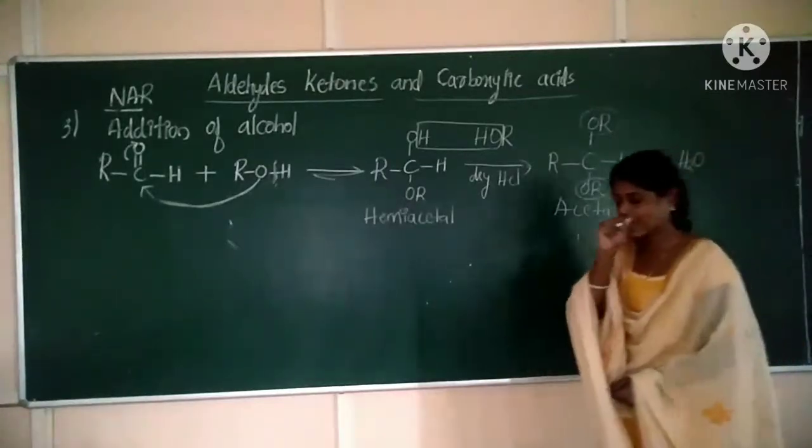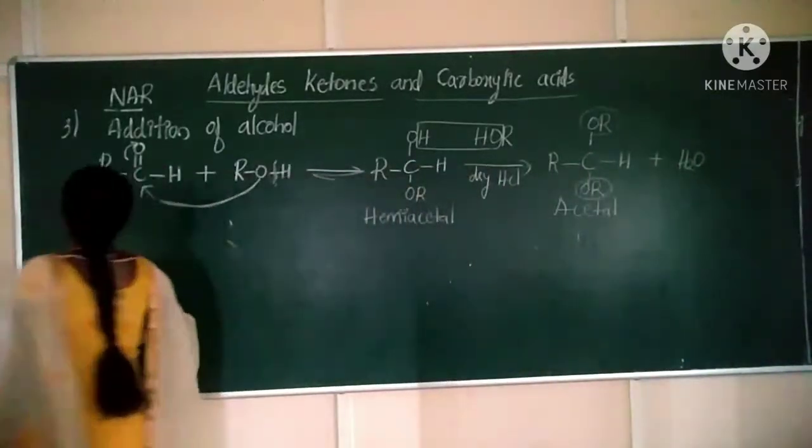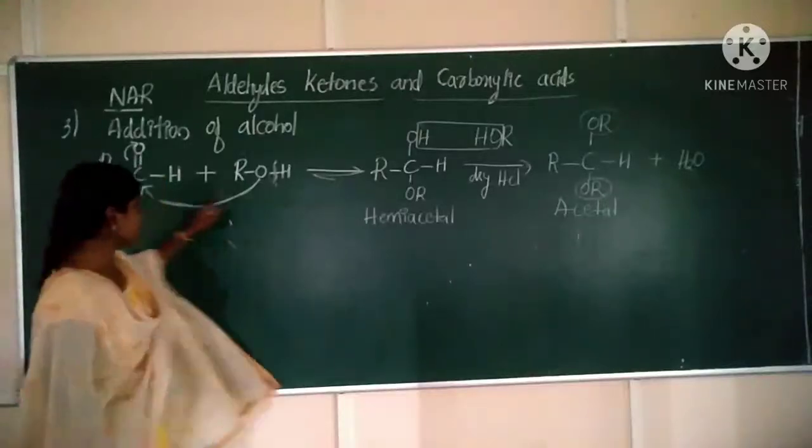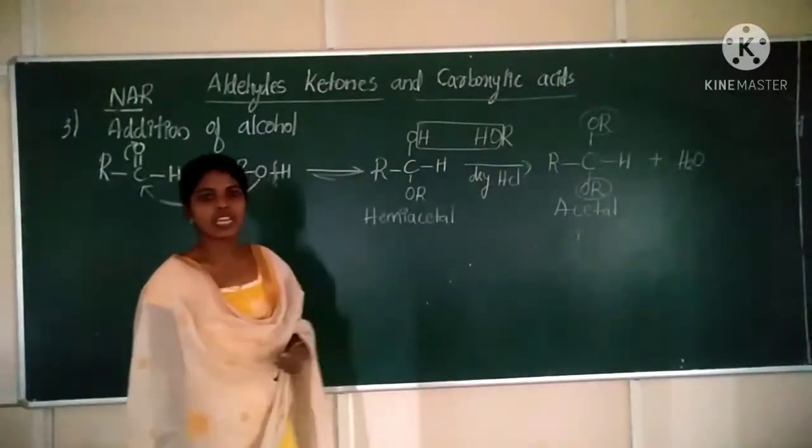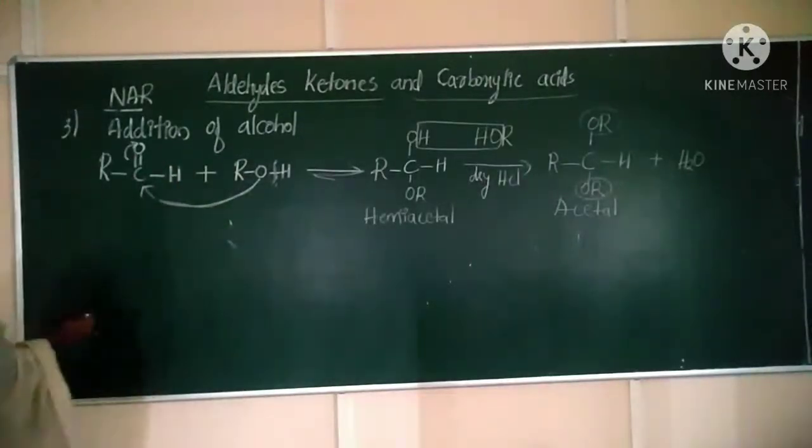So this is addition of alcohol to an aldehyde or ketone. Clear? Next reaction. You can write a number of examples by taking R in place of R. Take any alkyl. It may be methyl, ethyl, propyl. Okay. Next.